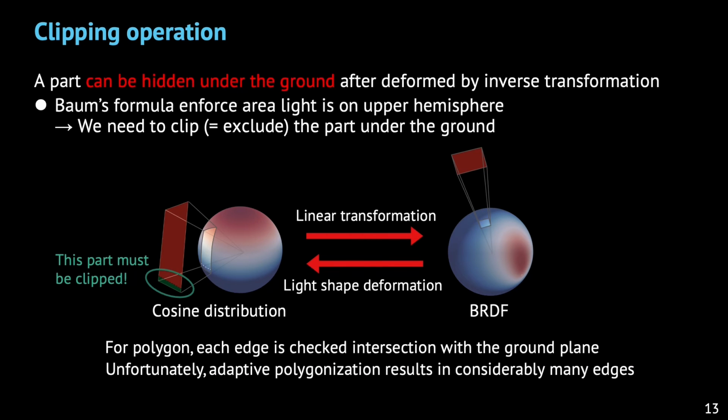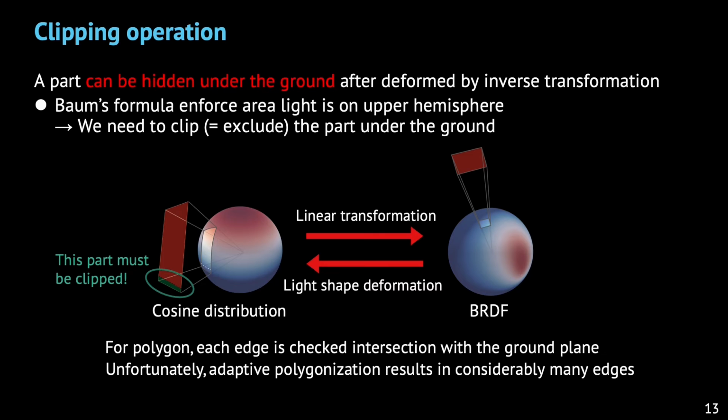However, the inverse linear transformation sometimes causes a problem. Even when the entire part of the light is over the reflection surface, the transformation can move its part to be hidden under the ground surface. Because Baum's formula assumes that the entire light area is over the shading plane, we need to exclude the hidden part, which I enclose with a green circle in this slide, before the shading calculation.